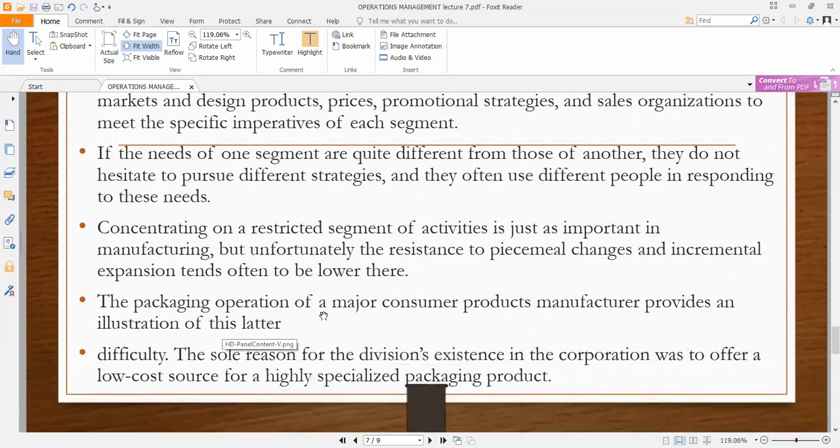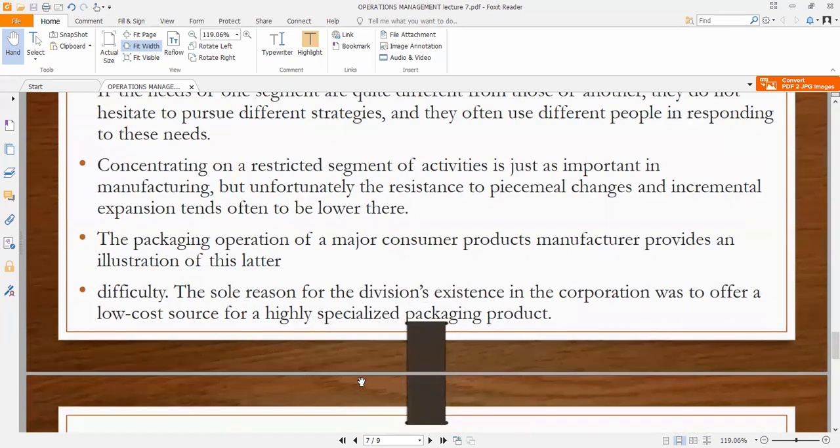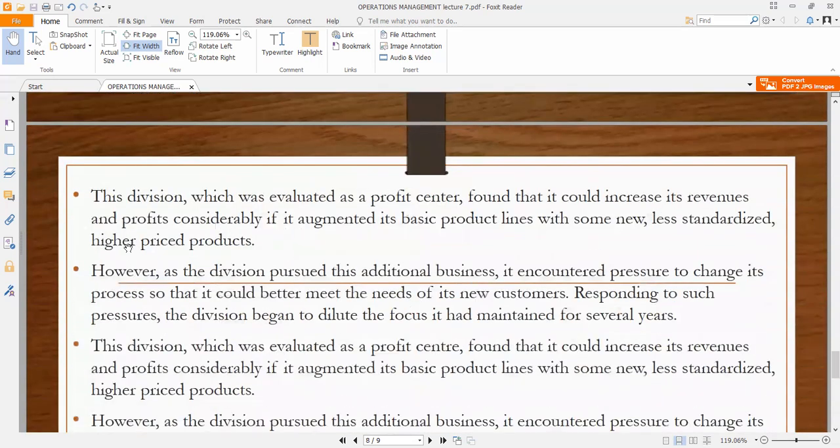The packaging operations of major consumer products in manufacturing provide an illustration of this. The sole reason for the division's existence in the corporation was to offer a low-cost source for highly specialized packaging product. This division, which was evaluated as a profit center, found that it could increase its revenues and profits considerably if it augmented its basic product line with some new, less standard, high-price product.